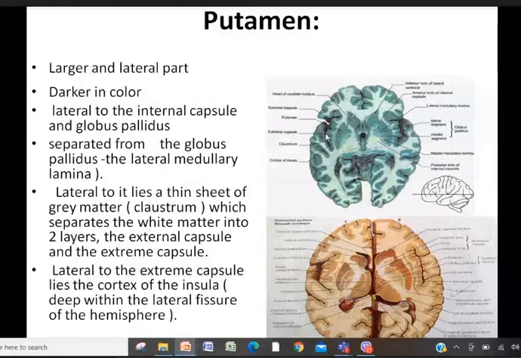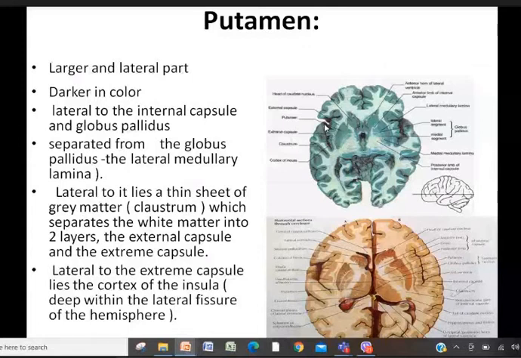Look here. This is the external capsule and the claustrum, and this is the extreme capsule. This is the extreme and this is the external capsule. Lateral to the extreme capsule, look here, this is the extreme capsule, and lateral to it is the insula.